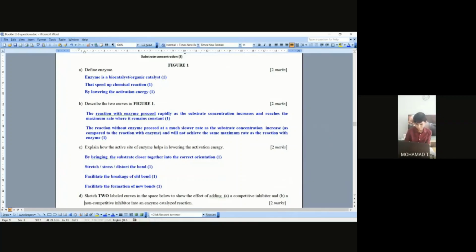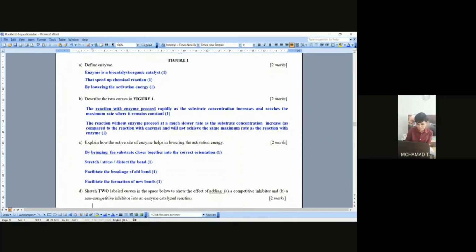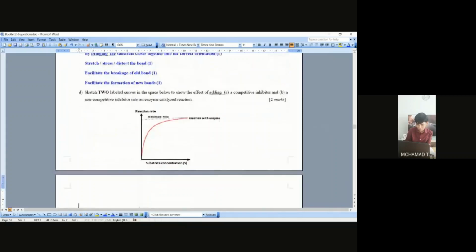Now, question D: sketch 2 labeled curves in the space below to show the effect of adding A, a competitive inhibitor, and B, a non-competitive inhibitor into an enzyme catalyzed reaction. First of all, I would like to apologize because there has been some mistake during the editing of the booklet, so you get a different graph. This is actually the graph that you should get in your booklet, an empty graph.